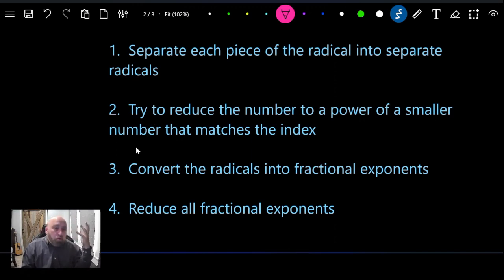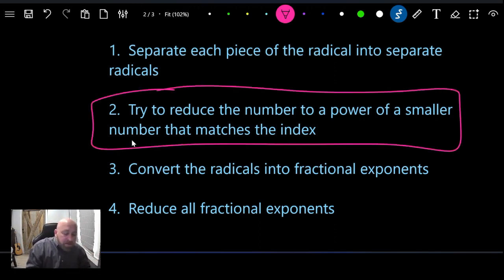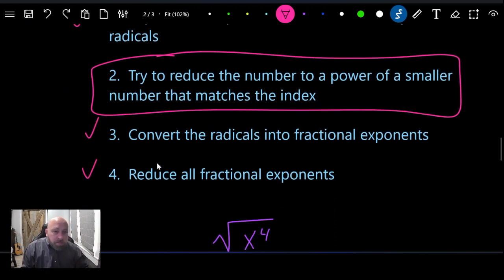What? Okay, this is where you're going to struggle. This is the piece right here that gets most students. This is easy, this is easy, this is easy, this is like, huh? What? Step number 3, convert the radical into fractional exponents. Step number 4, reduce all fractional exponents. All right, so a lot going on there.